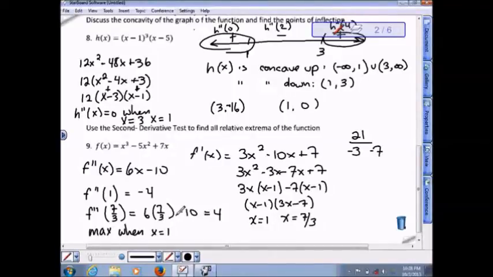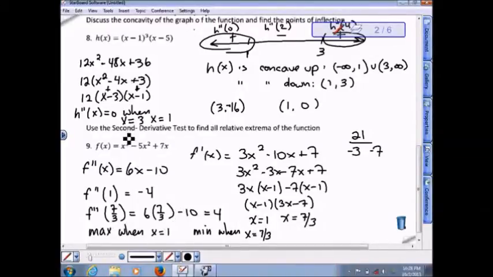at x equals 1. Now we plugged 7/3 into the second derivative, and it turned out to have a positive value, which means the graph is concave up. So that represents a minimum when x equals 7/3. So we're going to have to plug these values in to actually find these points.